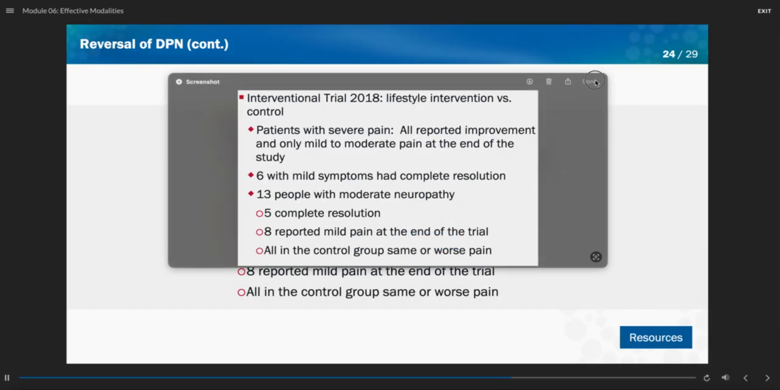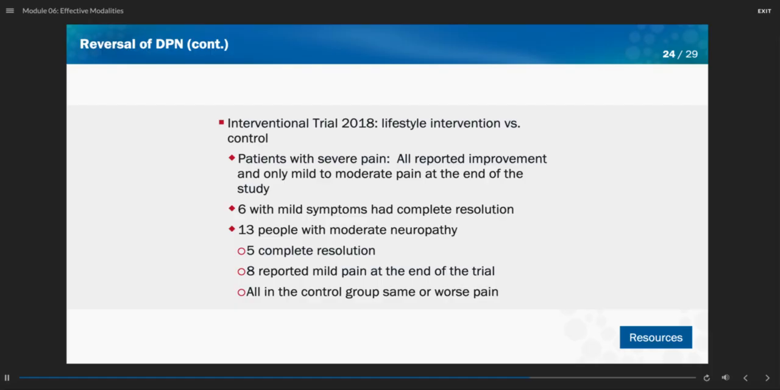And so again, it's an important commentary in this study that even those patients with severe neuropathic pain can experience benefit through a lifestyle medicine intervention utilizing a whole food plant-based diet. And so all of our patients have the opportunity to experience improved quality of life through this important intervention.